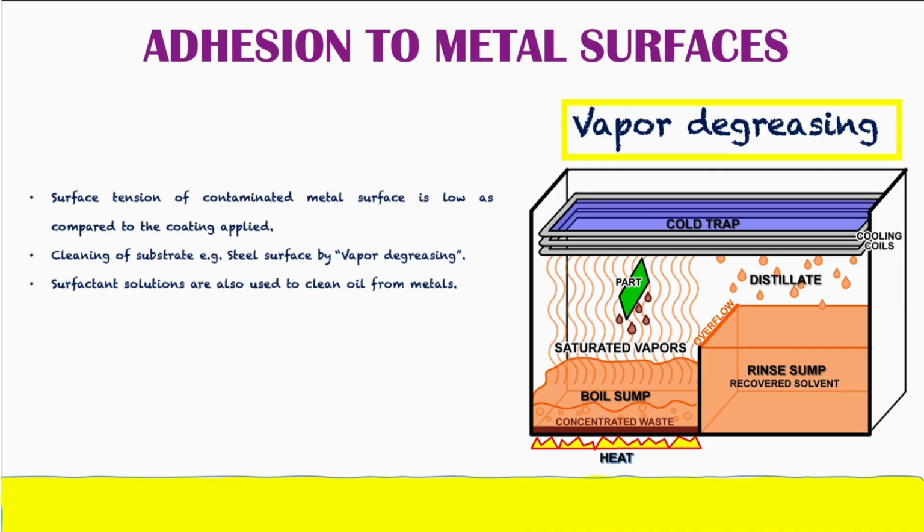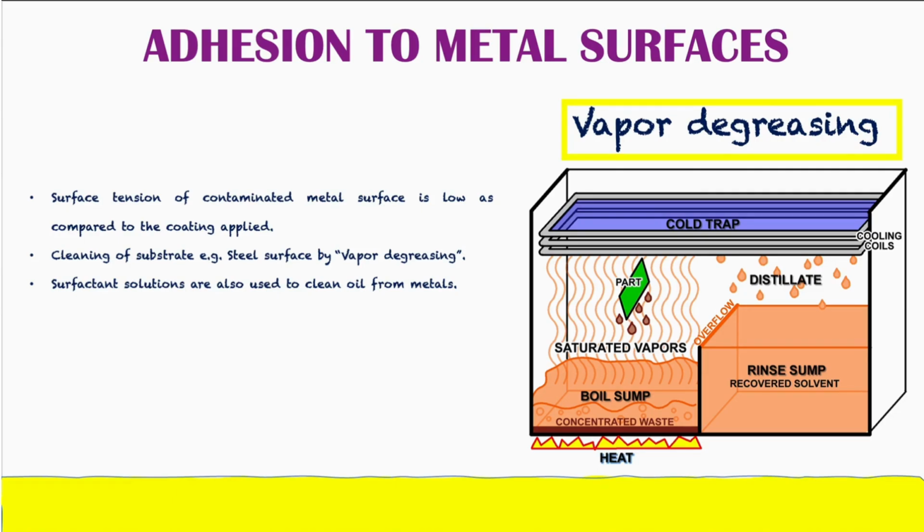So the cold steel surface acts as a condenser for the solvent molecules which evaporate from the boiling liquid and get condensed on the surface of the steel, where in this process it dissolves the oils which were present on the steel surface, thereby cleaning the surface. Now the solution drips off, removing the oil. Usually surfactant solutions are used to clean the oil from the metals. So this is vapor degreasing.